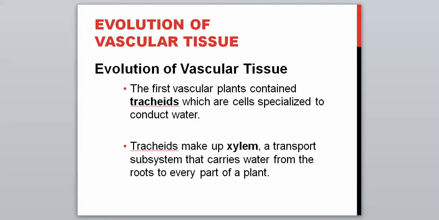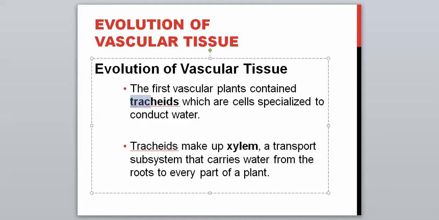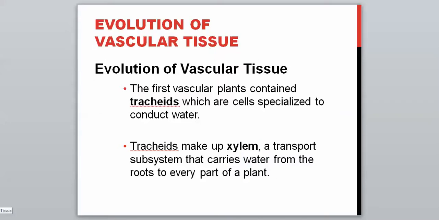So two big words here. Tracheids is one. These are the cells that are specialized to conduct water, and a group of tracheids are going to make up the xylem, and this is going to carry the water. So xylem carries water from the roots to every other part of the plant. So those are two big terms that we're going to need to know here.